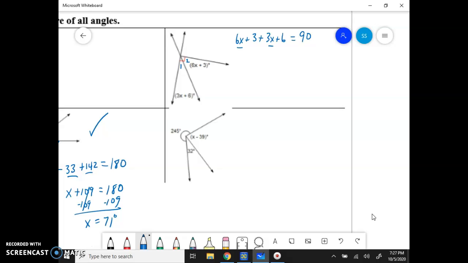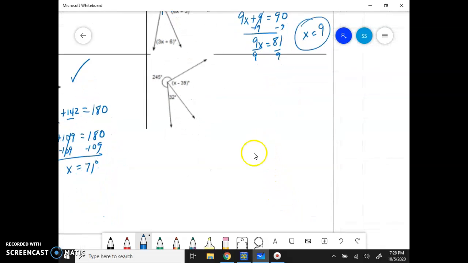Combine like terms, we got our x's, so we got 6x's there, 3x's here, I got 9x's, 3 plus 6, we got 9, is equal to 90. Subtract 9 on both sides, and I'm left with 9x is equal to 81. And last, I just divide by 9 on both sides, and I'm left with x is equal to 9. All right. Moving on here.